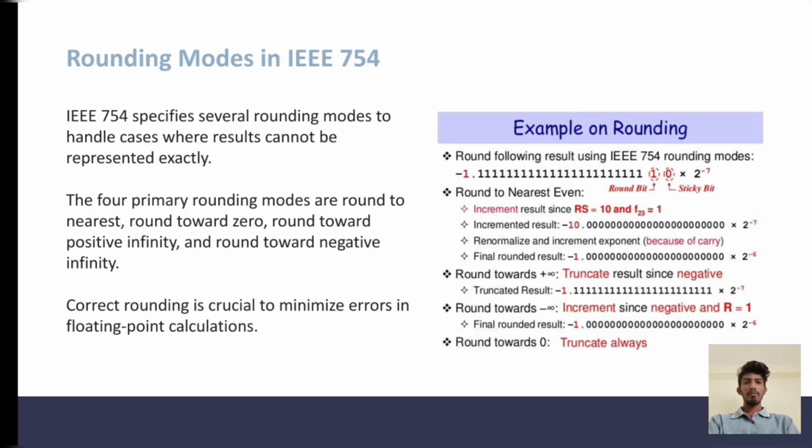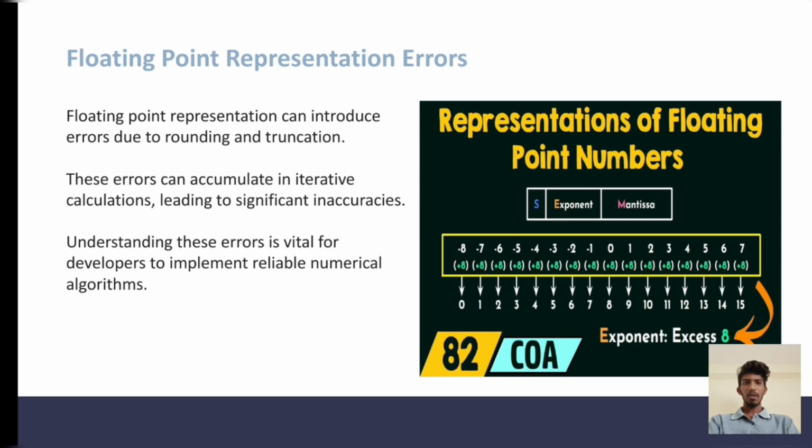Rounding modes in IEEE 754. IEEE 754 specifies several rounding modes to handle cases where results cannot be represented exactly. The four primary rounding modes are round to nearest, round to zero, round towards positive infinity, and round towards negative infinity. Correct rounding is crucial to minimize errors in floating point calculations.